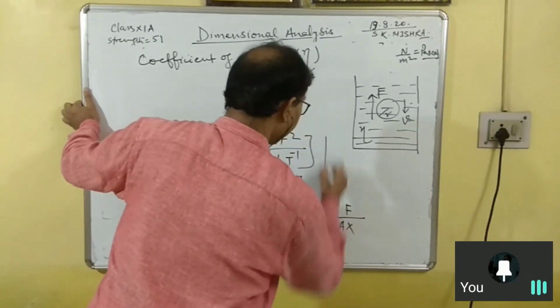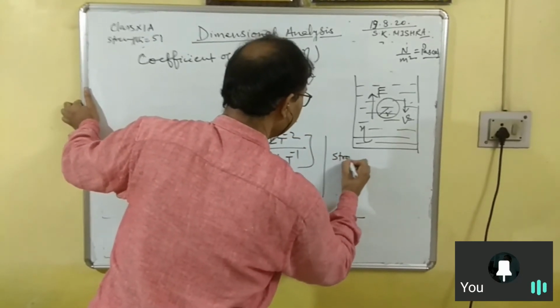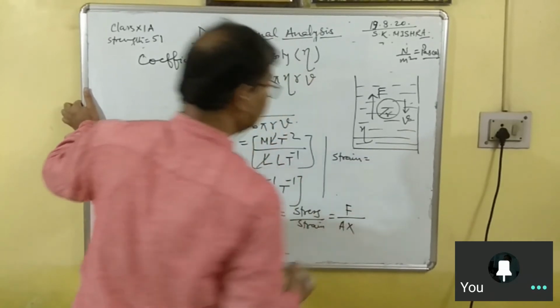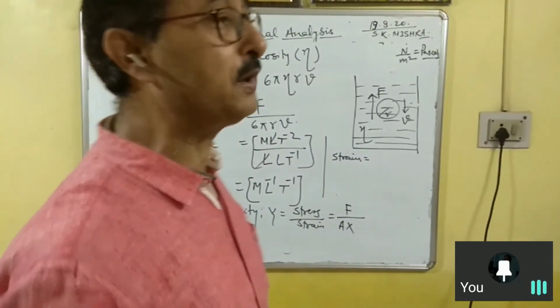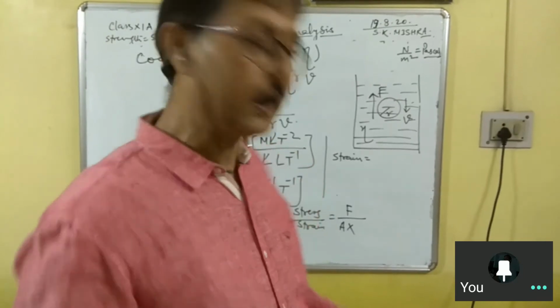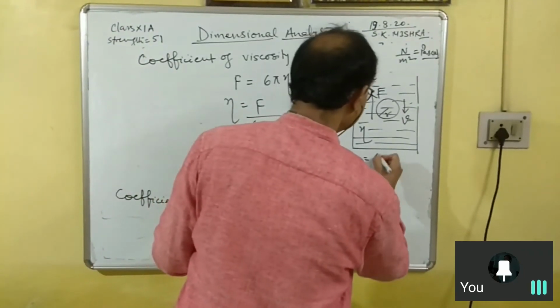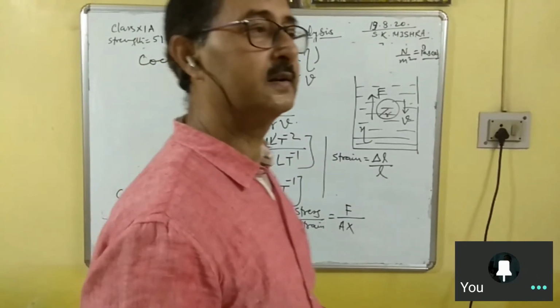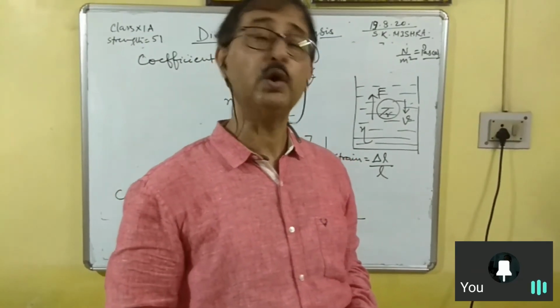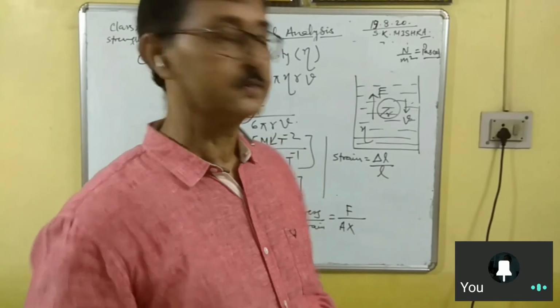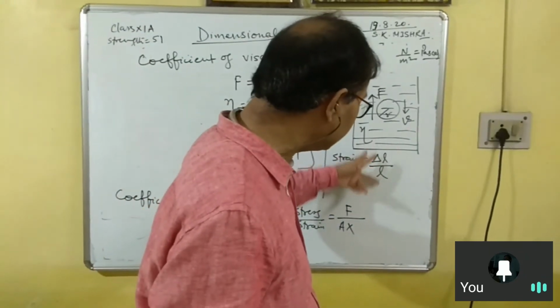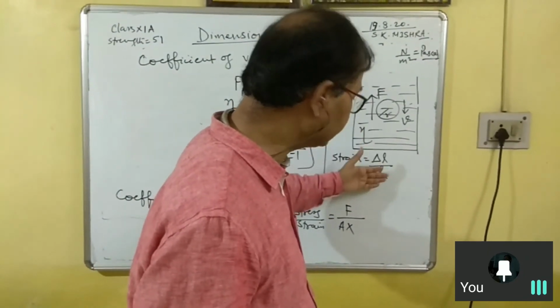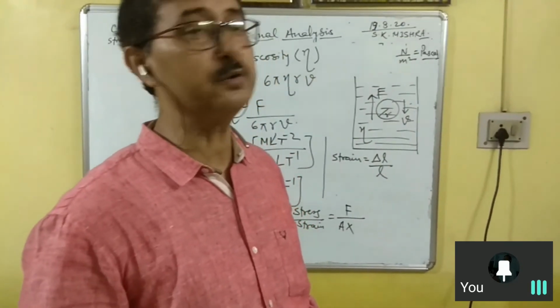A strain is nothing but change in dimension per unit original dimension, or you may say delta L, change in length by original length. So length by length, so it has no dimension, no unit also. Because numerator and denominator have the same thing, length, length, it has no unit as well as no dimension.